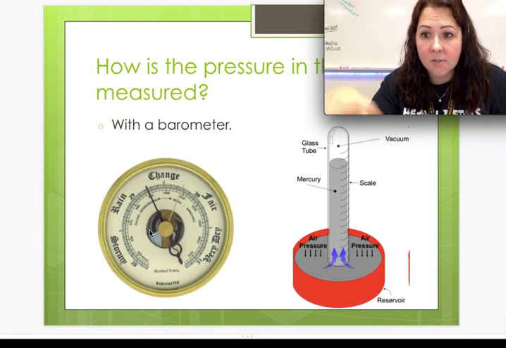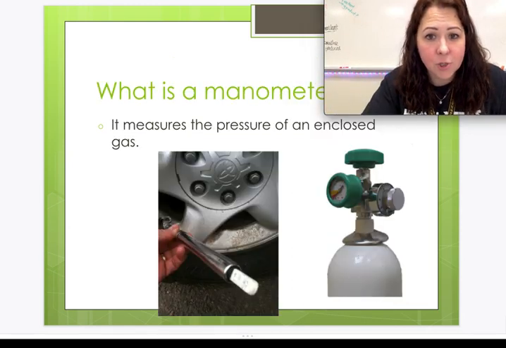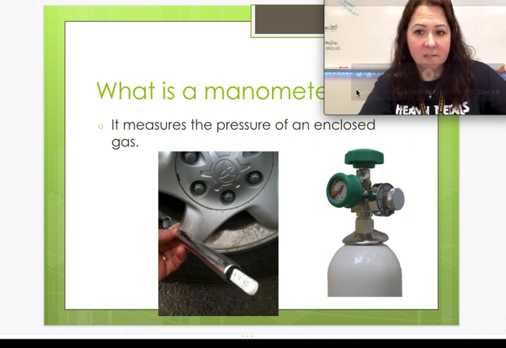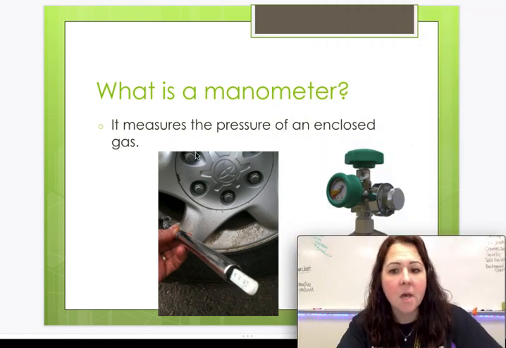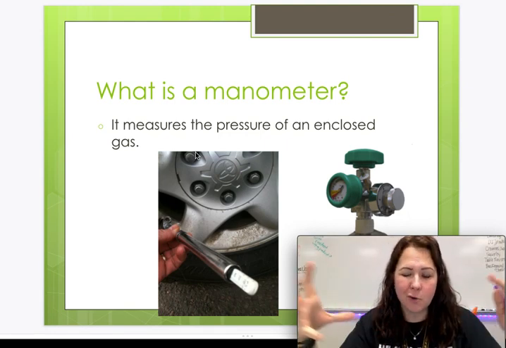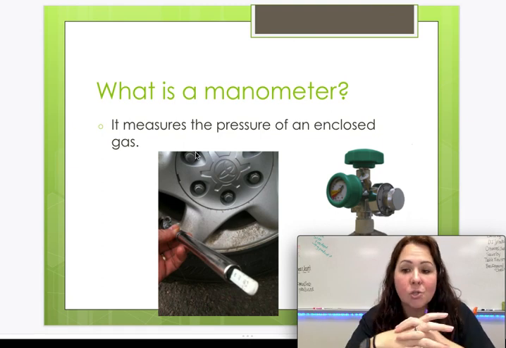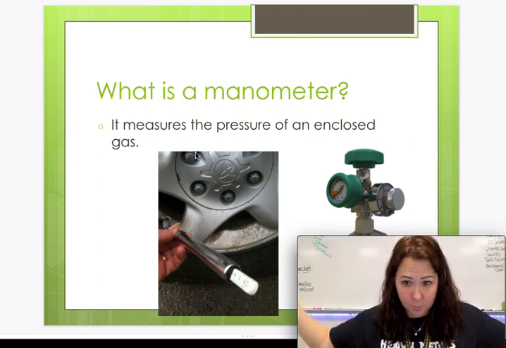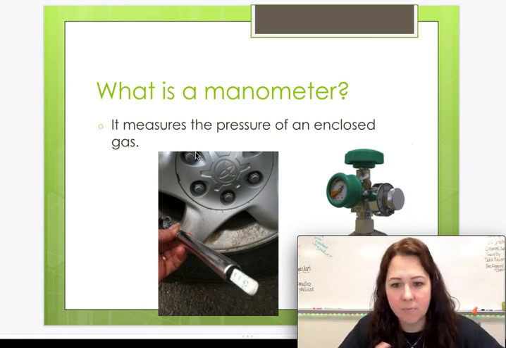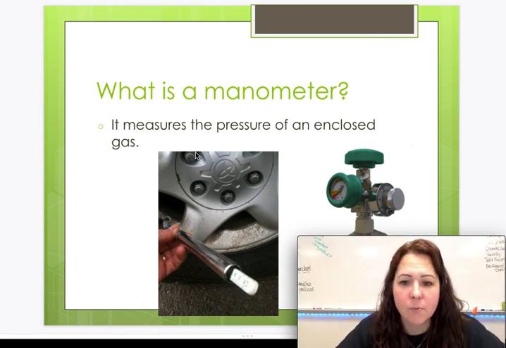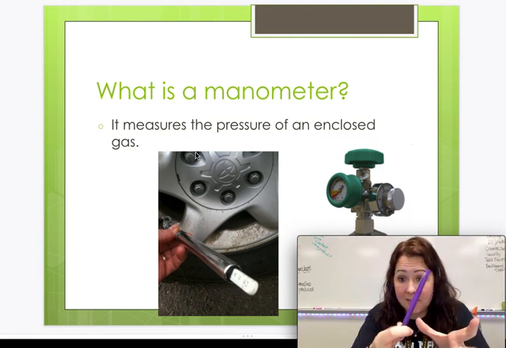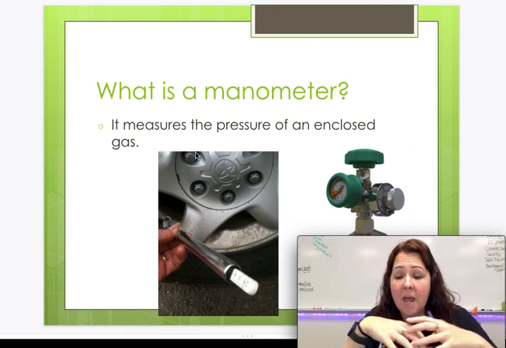Now, what we'll see most likely in the lab is your manometer. A manometer is one of these things, a tire pressure gauge, people usually call it. Your manometer is just something that measures the pressure of an enclosed gas. So if it's out in the open, that's barometric pressure, that's the air. It doesn't matter if I'm in a building or on a mountain or on the ocean. But if you are enclosed in any sense of the word, you are using a manometer.